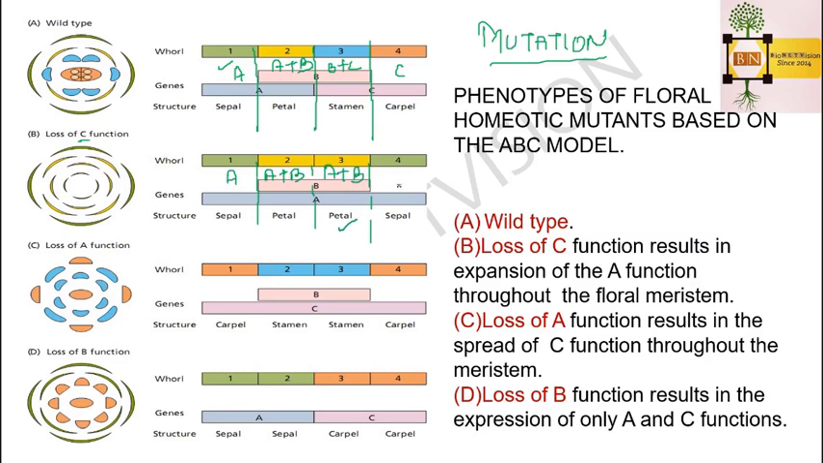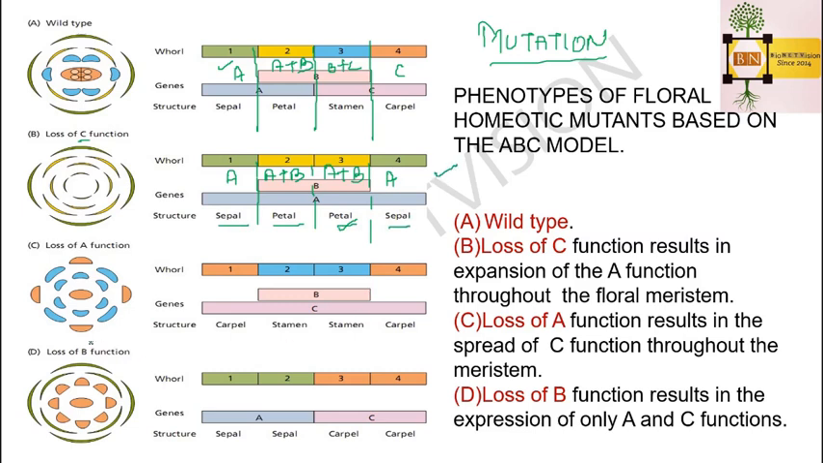And here A alone is present, so here again sepal. So we can see when C is not there, then sepal, petal, petal, sepal will be formed. So every time when you solve the question, please draw this diagram. It will be more clear to everyone.